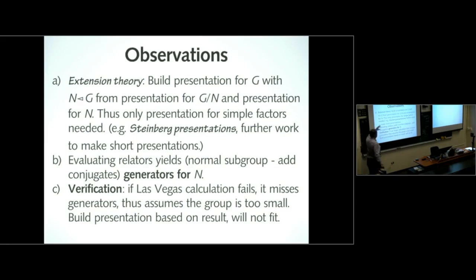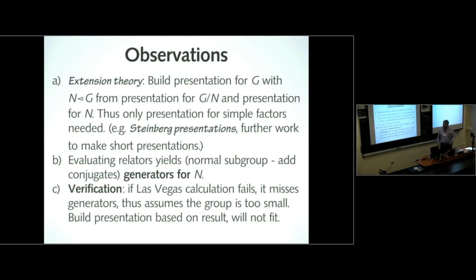So if we have a presentation for a normal subgroup and a presentation for the factor group, we can put them together with some extra information and build a presentation for the whole group. So if we want a presentation for a group, we can build that presentation from its simple composition factors. And for simple groups, there are certain presentations known. For example, for groups of Lie type, the Steinberg presentations.